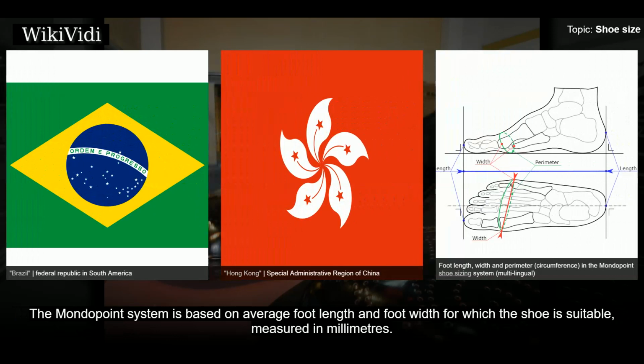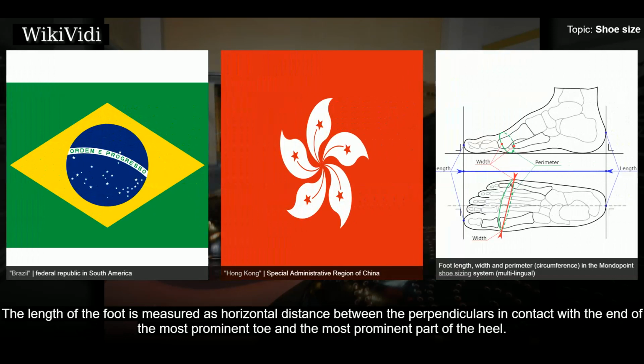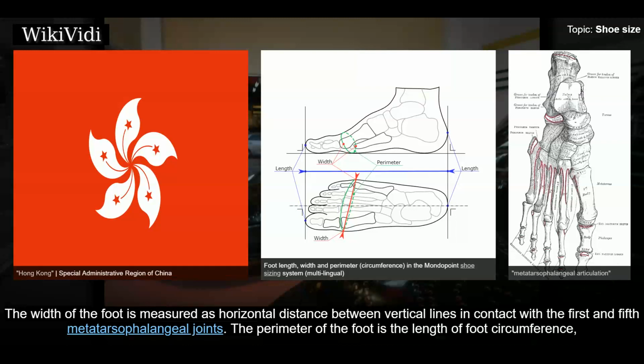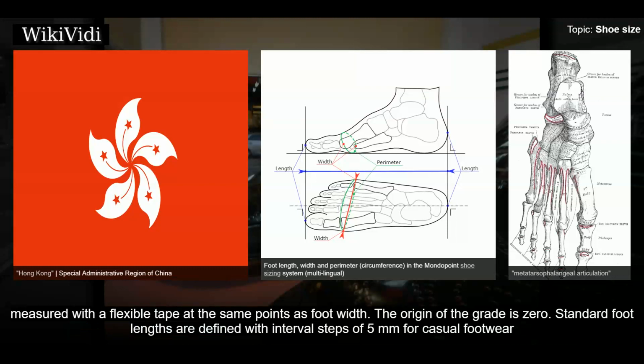The Mondopoint system is based on average foot length and foot width for which the shoe is suitable, measured in millimeters. The length of the foot is measured as horizontal distance between the perpendiculars in contact with the end of the most prominent toe and the most prominent part of the heel. The width of the foot is measured as horizontal distance between vertical lines in contact with the first and fifth metatarsophalangeal joints. The perimeter of the foot is the length of foot circumference, measured with a flexible tape at the same points as foot width.